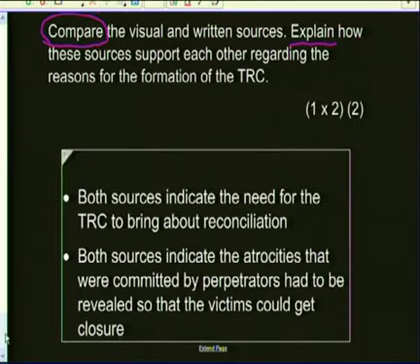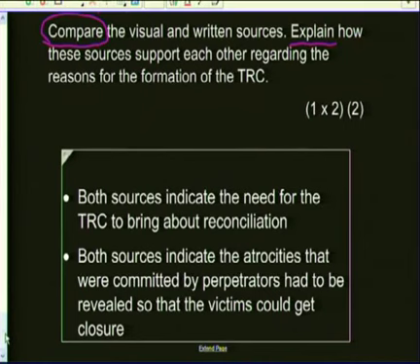Now let's look at the possible answer here. Both sources indicate the need for the TRC to bring about reconciliation. Remember, we said Bishop Tutu said South Africa will be haunted forever if the truth is not unearthed. And then Dala Omar also said, if the TRC does not go into that haunted house, then that will haunt the country forever. So in order to move forward, in order to reconcile, it was very important that they uncovered everything about South Africa's past.